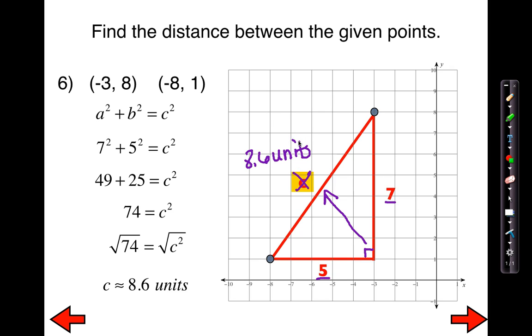So that is going to conclude our lesson for today. If you do need help on approximating radicals that are not perfect squares, please refer to the previous lesson. We do go over the steps on how to do that.